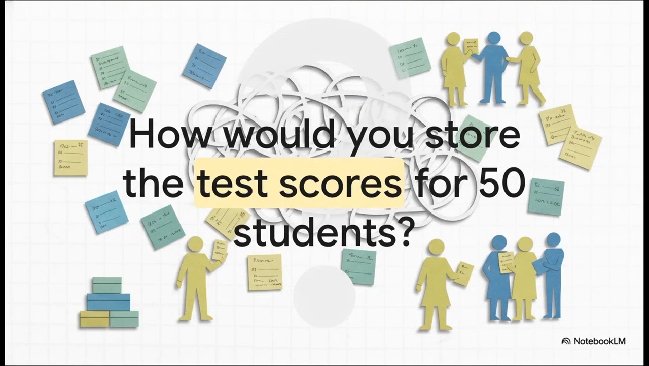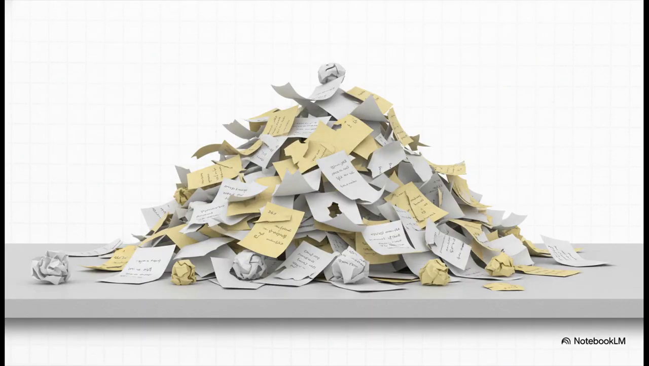All right, so picture this. I give you a task. How would you store the test scores for 50 students? Just 50. Now, if you didn't know about arrays, what's the first thing that comes to mind? Probably the brute force method, right? Just create a separate variable for every single student. And yeah, you'd end up with something that looks like this: an absolute wall of variables.